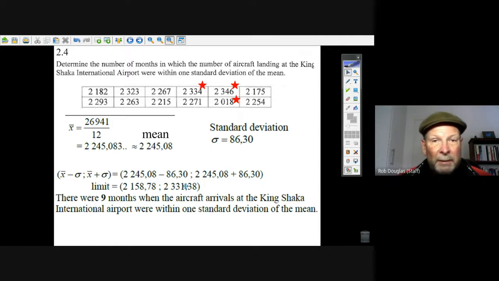Well, I do the opposite. Look at how many are outside. See, 2, 3, 3, 4, that's bigger than this one. 2, 3, 4, 6, that's bigger. And 2, 0, 1, 8, that's smaller. Well, of these 12, only 3 are outside the deal, so 9 are within one standard deviation. The question is, determine how many months are within. So 1, 2, 3, 4, 5, 6, 12 minus 3, 9 months are within one standard deviation of the mean. And that's that one done.